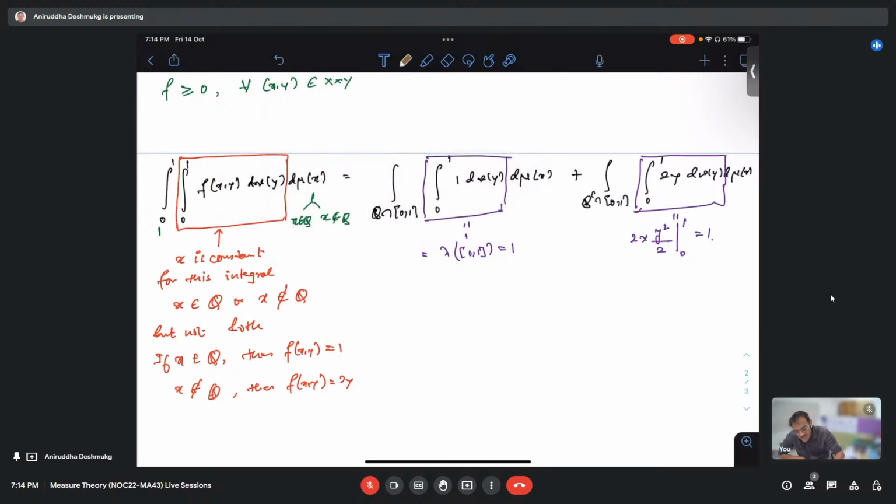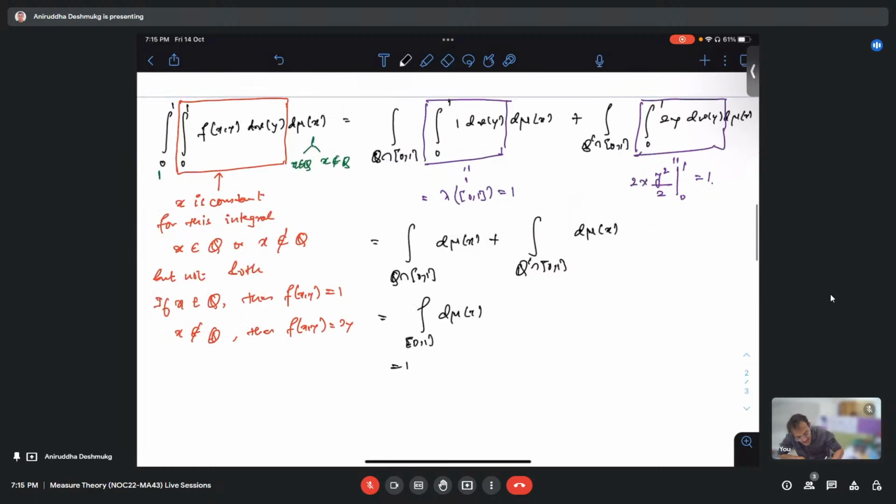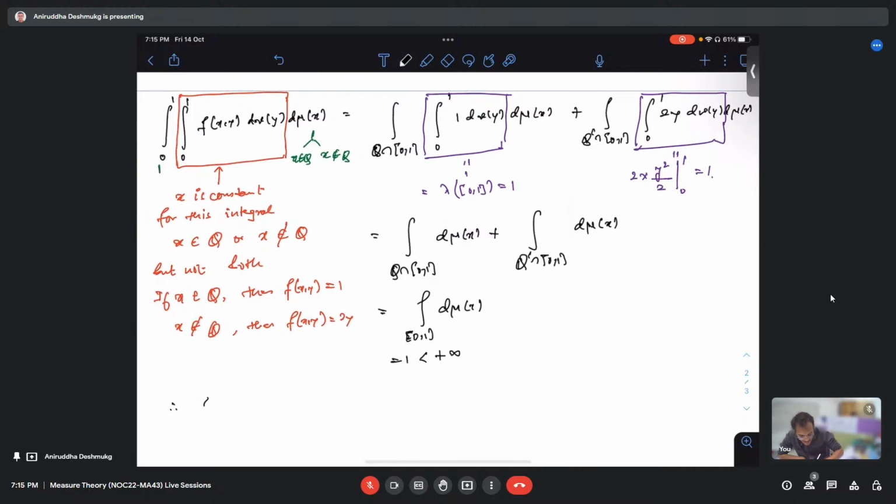And then basically what we get is, this is the integral over rational numbers intersection 0, 1 d mu x, plus the integral over irrational numbers intersection 0, 1 d mu x. But that is equal to the integration over 0, 1 d mu x, that is 1. And 1 is clearly finite. So therefore, this function f is actually an L1 function on 0, 1 cross 0, 1.